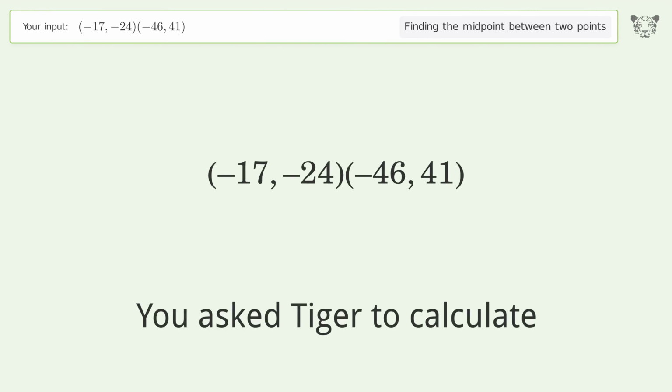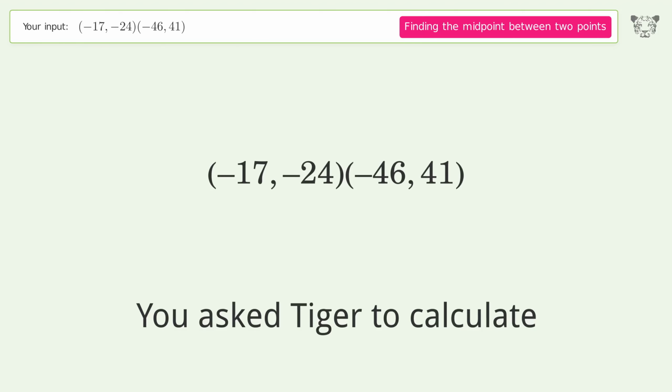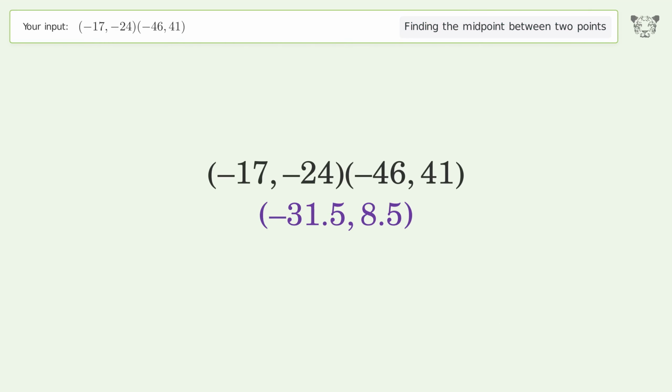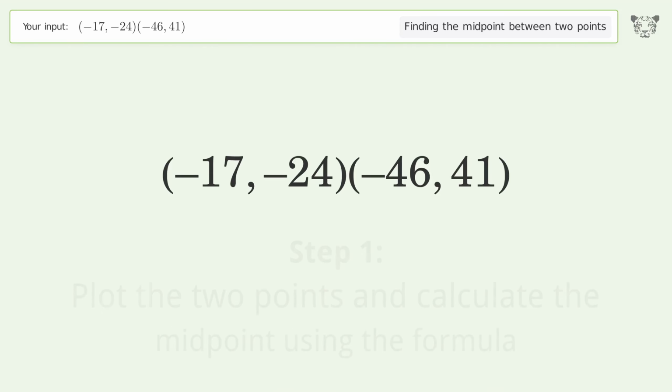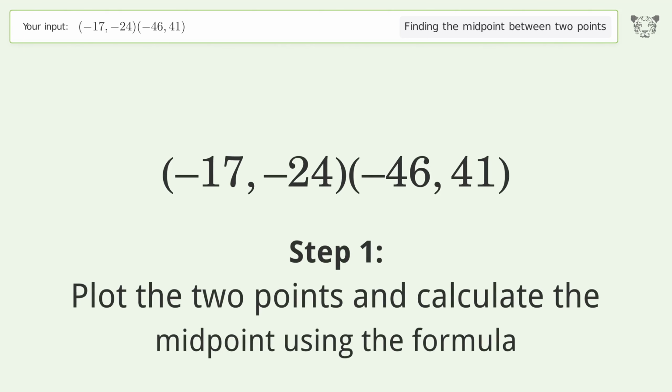You ask Tiger to calculate. This deals with finding the midpoint between 2 points. The midpoint between the 2 points is negative 31.5, 8.5. Let's solve it step by step. Plot the 2 points and calculate the midpoint using the formula.